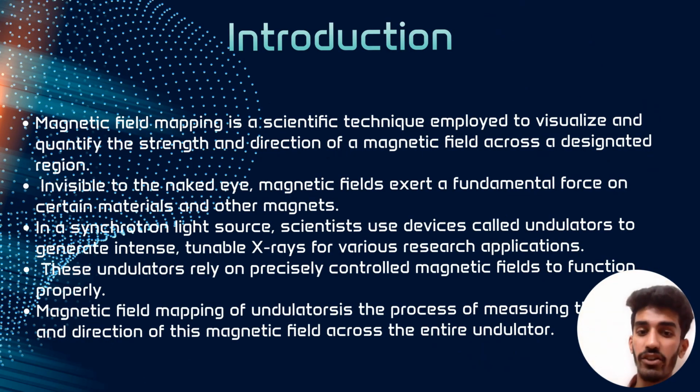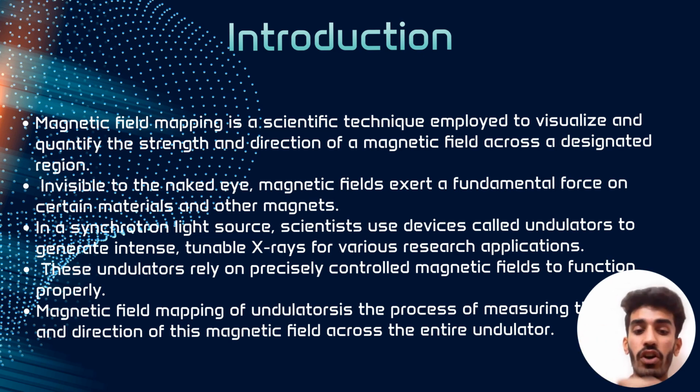So let's begin with the introduction. What is magnetic field mapping? Magnetic field mapping basically is a scientific technique which is employed to visualize and quantify the strength and the direction of magnetic field across a designated region. For example, we get across a synchrotron light source. What is that?